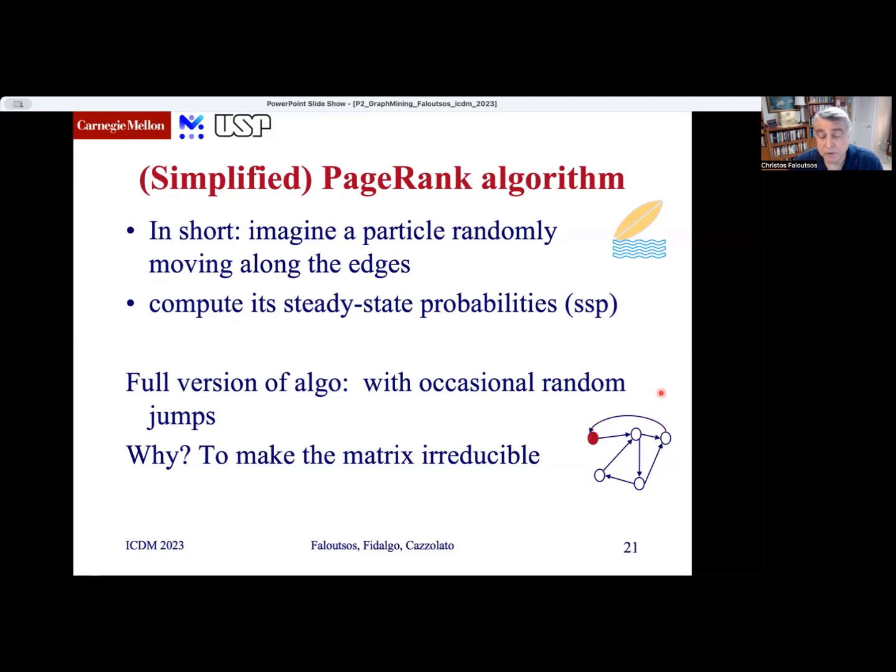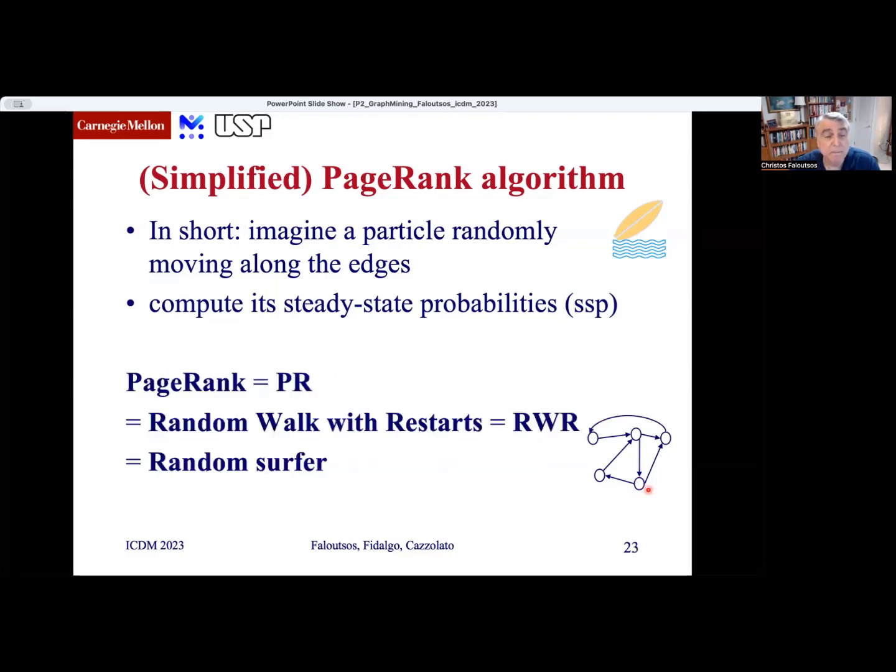Right. Follow the choice, and now it has to decide what to do again. Suppose now that the coin says, no, you should teleport. So it teleports and picks one of all these nodes at random and goes to that place. And this is an animation of the random surfer algorithm with restarts, random jumps, all teleportations.